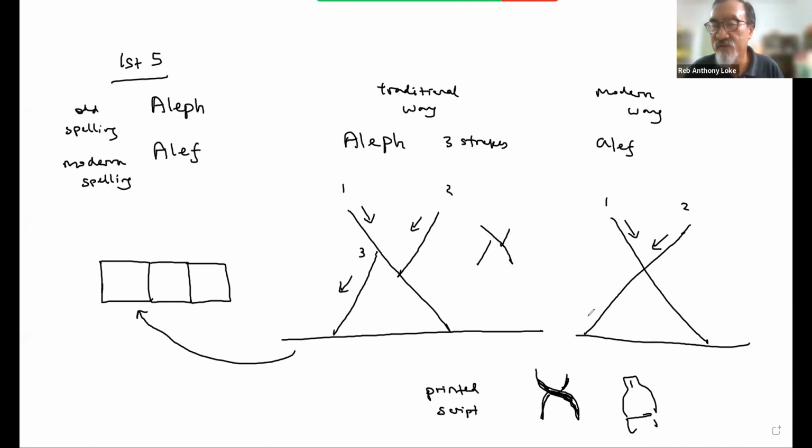The fastest way. It's up to you whether you want to learn the more traditional way of writing or follow the more modern style of writing, which, as I say, is influenced a lot by the cursive. Any questions here?